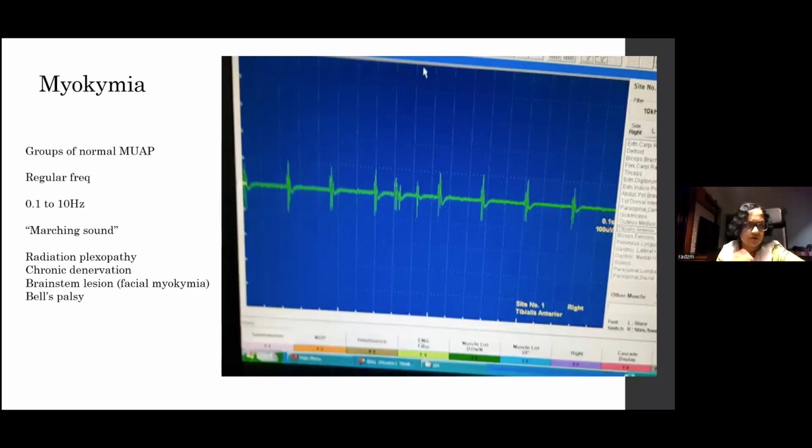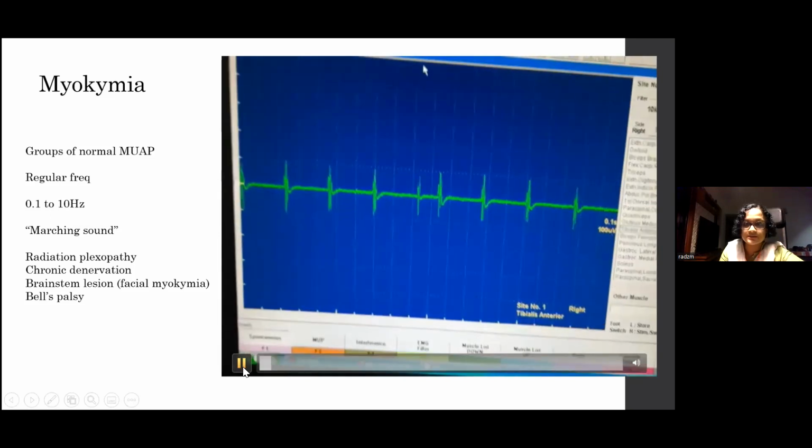Myokymia is always a sign of chronic pathology, chronic denervation, and you can see facial myokymia in brainstem lesions like multiple sclerosis and Bell's palsy. Chronic Bell's palsy, not immediately, you can see myokymia discharges as well. As you can see here, I've compressed the screen to 0.1 second per division so that you can see all the discharges coming together. Towards the end of this video, I open up the screen again back to 10 milliseconds so you can see the group discharges, the group potentials. Now you won't be able to see the individual potentials because I just want you to see what this firing looks like, but later you'll be able to make out the individual potentials.